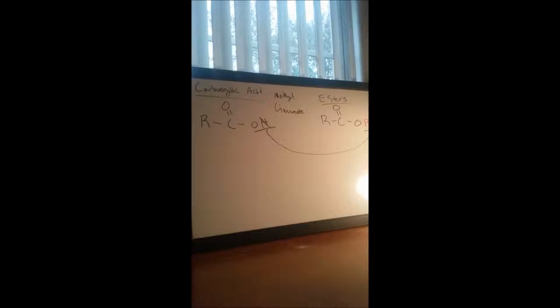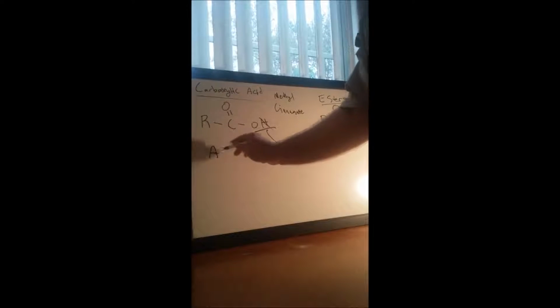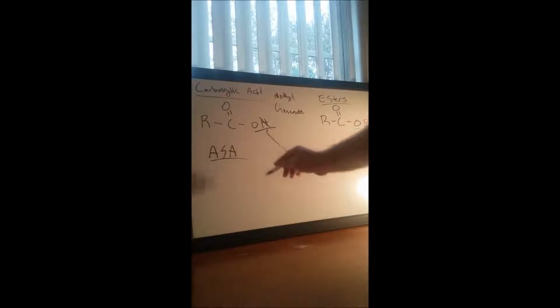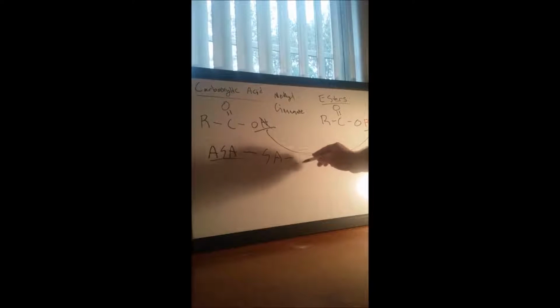But in order to make methyl cinnamate, what we have to do is react a carboxylic acid, in this case acetylsalicylic acid, which is a mouthful, also known as ASA. We'll convert this to salicylic acid, and then we'll react this with methanol to grab our methyl cinnamate ester.